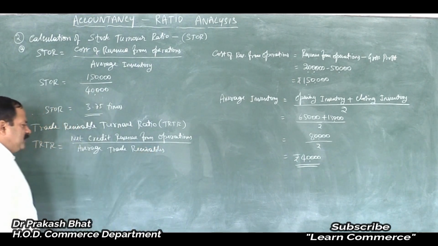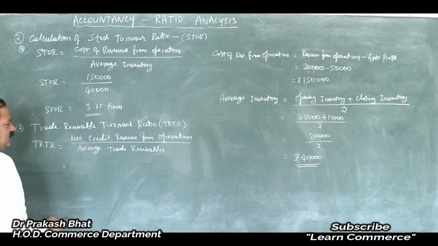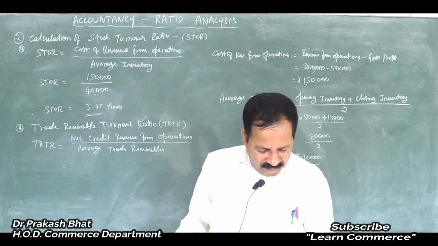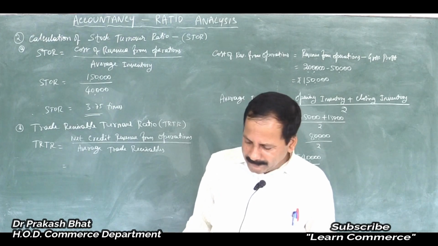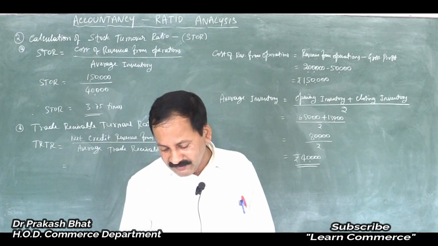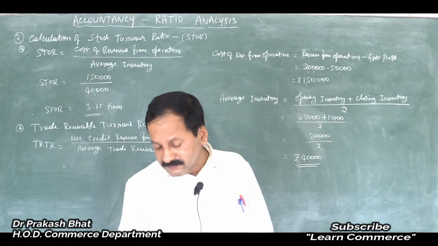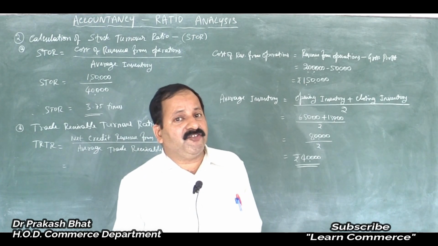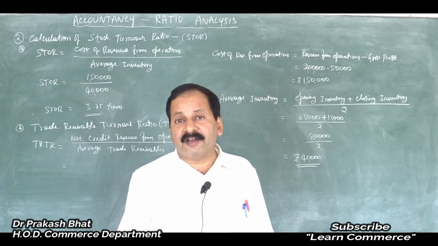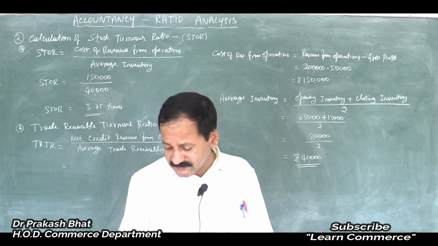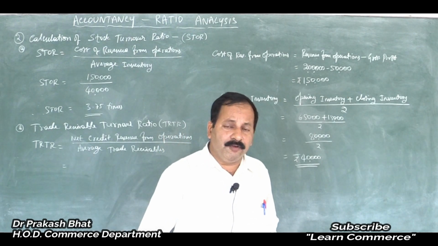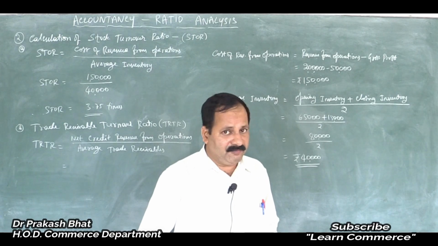Average trade receivables is equal to net credit revenue from operations. How much? It is not mentioned how much is the credit sales, isn't it? Revenue from operations means sales. So credit and cash separately are not given. That means the entire sales shown is credit only. I told you in my previous class, isn't it? So if nothing is mentioned, you have to treat the entire revenue from operations as credit.